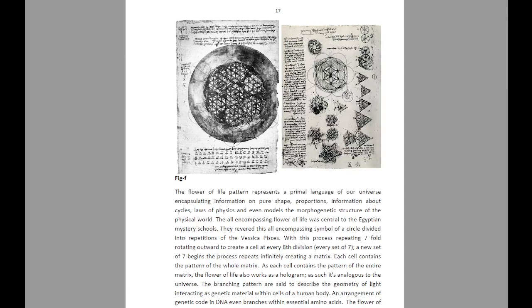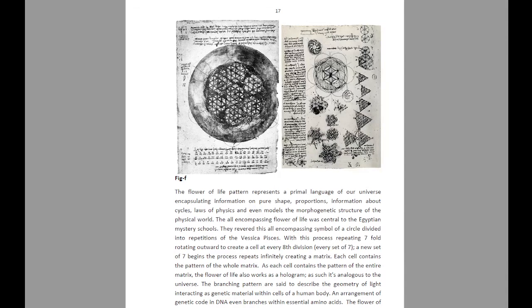Fig F. The flower of life pattern represents a primal language of our universe, encapsulating information on pure shape, proportions, information about cycles, laws of physics and even modeling the morphogenetic structure of the physical world. The all-encompassing flower of life was central to the Egyptian mystery schools. They revered this symbol of a circle divided into repetitions of the vesica piscis.